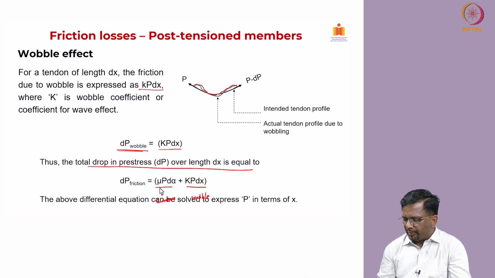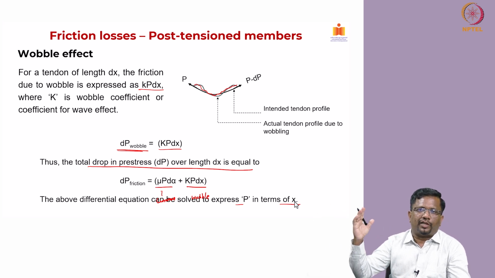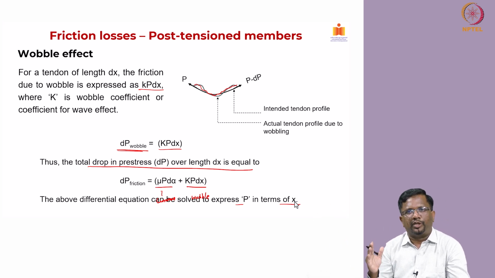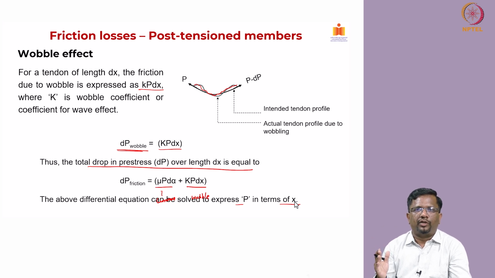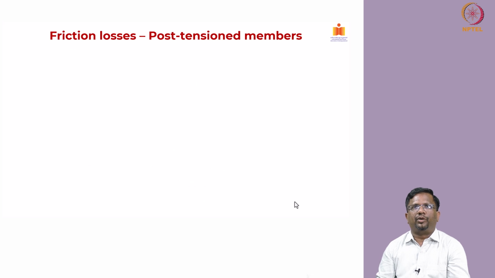Now, you can form a simple differential equation, which can then be used for solving and expressing P in terms of x. Basically, what we are trying to see is, depending upon what section x you are considering, you should be able to calculate how much force is lost due to friction from the jacking end to the section you are considering. So, we need to find an expression for this P in terms of x. Now, let us see how we do that.